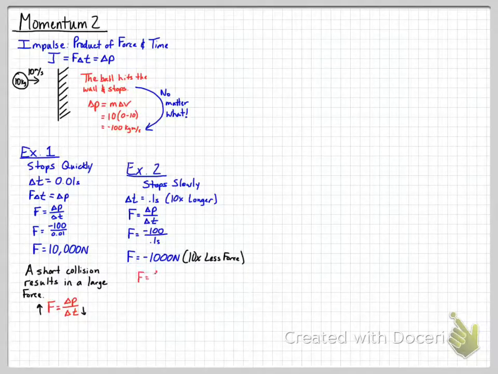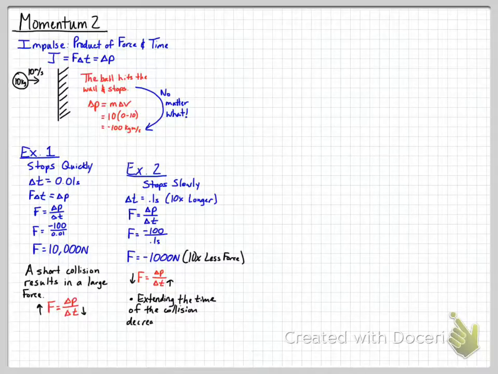Which should make sense. If it happened for 10 times longer, since force and time are inversely related, it should be 10 times less. So extending the time of collision decreases the force. They're inversely related. If you have the force acting on the object for a longer amount of time, the force is lessened. The change in momentum is the same.